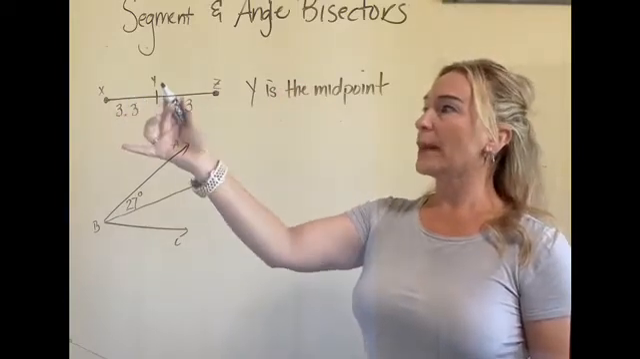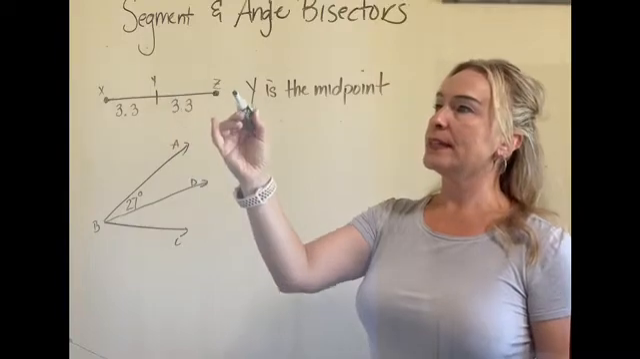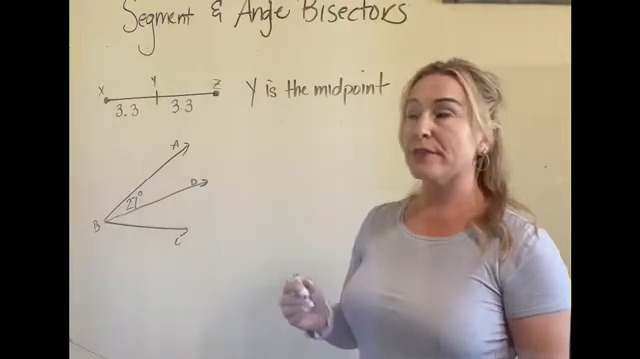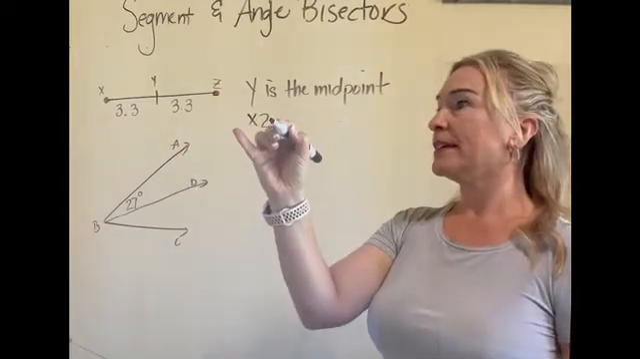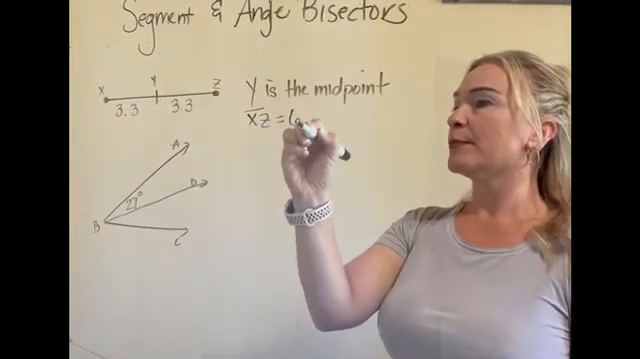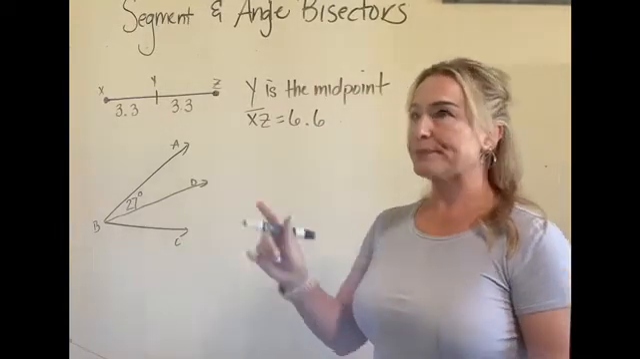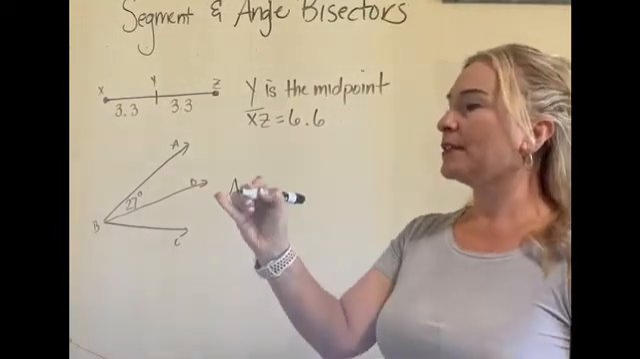And from there, we can tell all the things. We can say XY is 3.3, YZ is 3.3. We can also figure out the whole entire length of the segment. So XZ ends up being 6.6. The same thing happens with an angle. This is called an angle bisector.